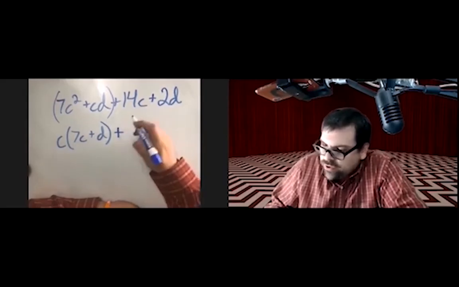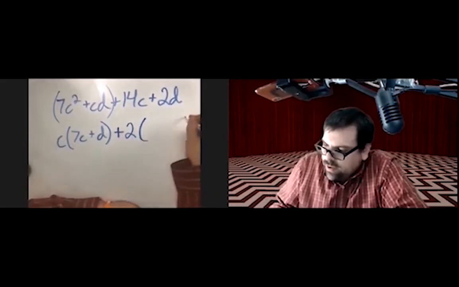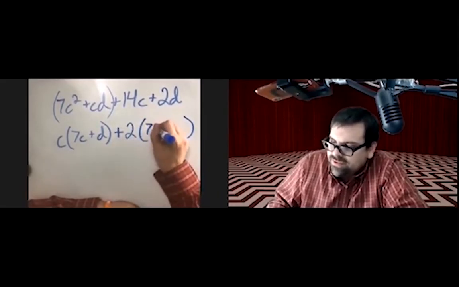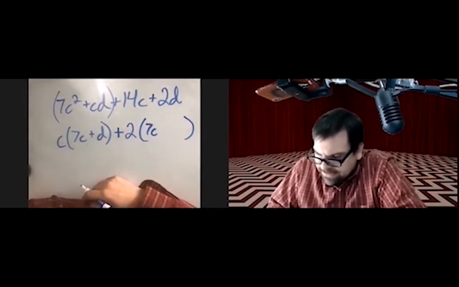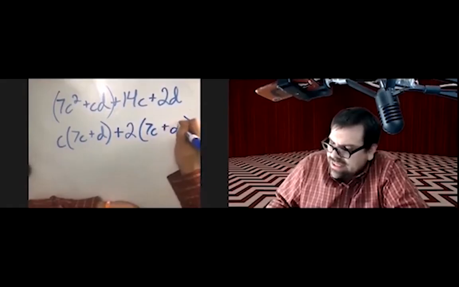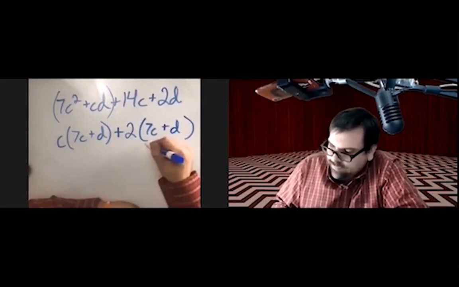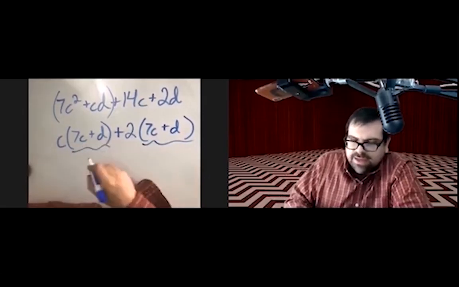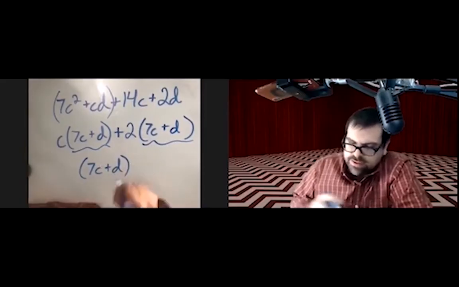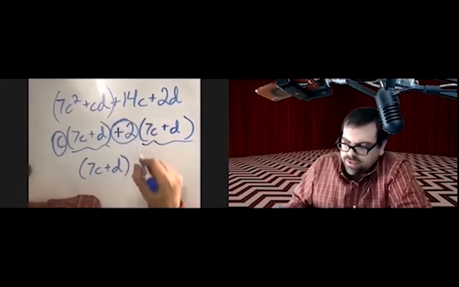But 14 and 2 have a greatest common factor of 2. Leftover piece of two terms. 2 times 7c would be 14c. Positive 2 times positive d would be positive 2d. Leftover piece exactly the same, so we did good, kid. 7c plus d, and what are we left with? c plus 2.